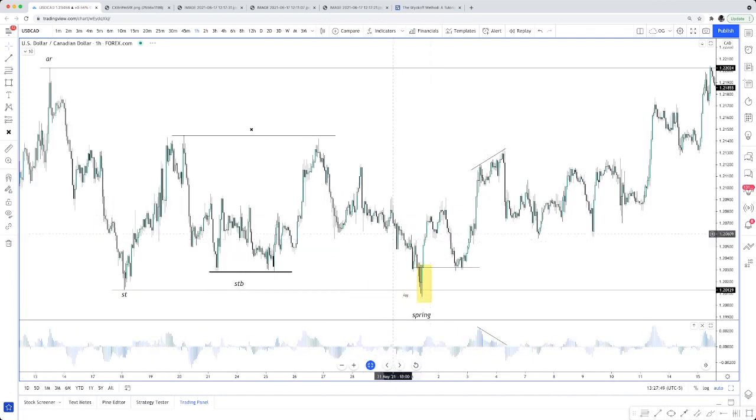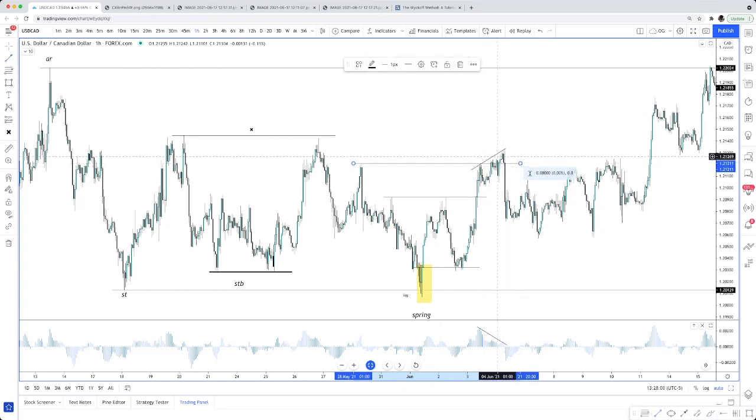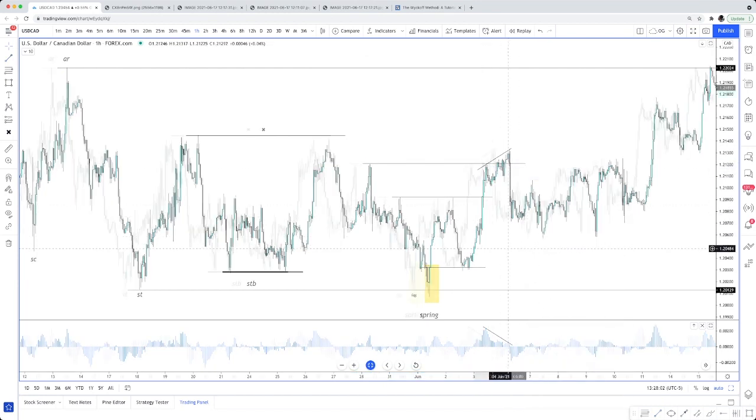Because we've already shifted directions, right? We've already had breaks of structure. We broke structure right here, and we also broke structure here, right? So we had breaks of structure. Now I know we're in an uptrend, right?